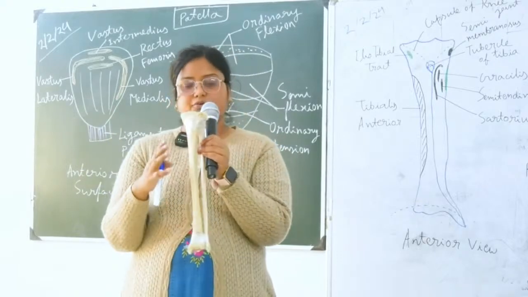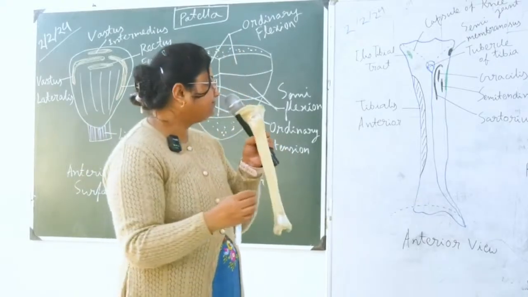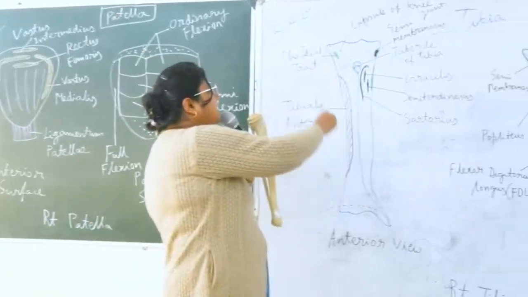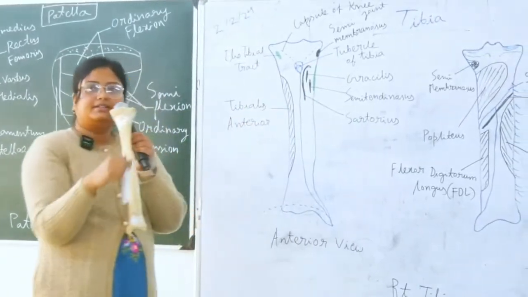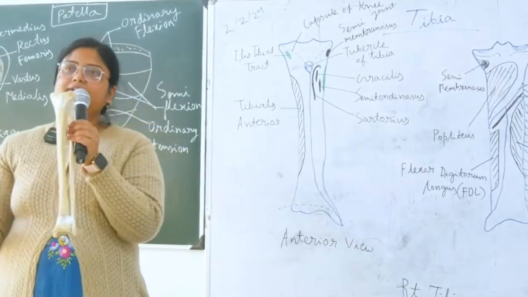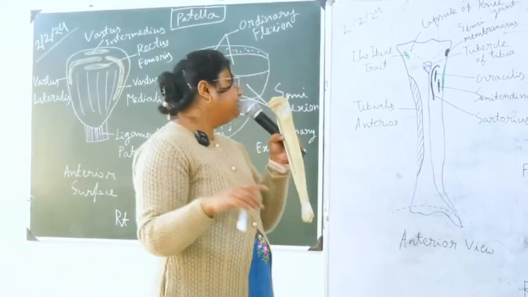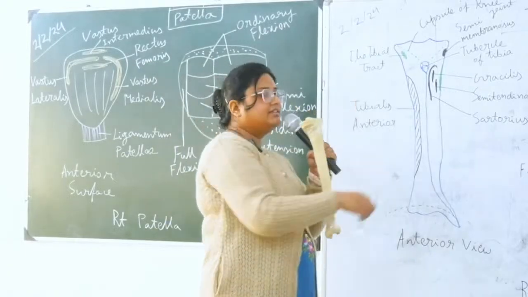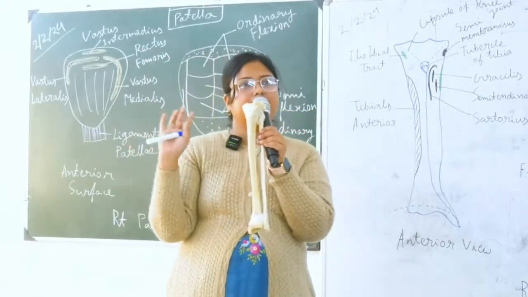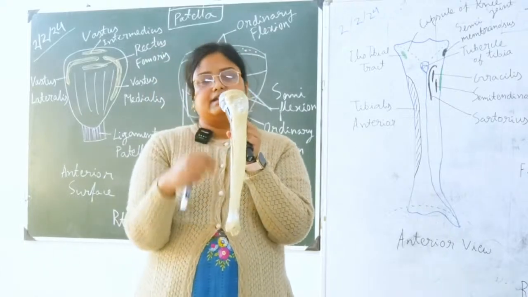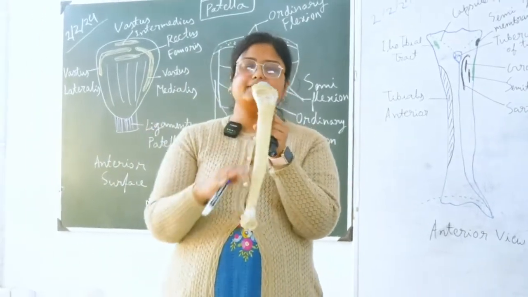Now we'll go to the lateral surface. In the upper two-third, it gives origin to the tibialis anterior muscle. Only one muscle is attached, the tibialis anterior, in the upper two-third. Understood? Now we go to the posterior surface, which lies between the medial and lateral border.